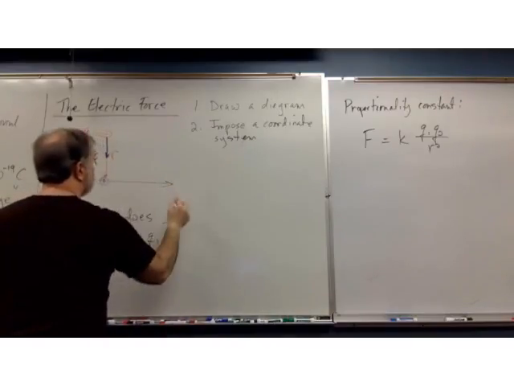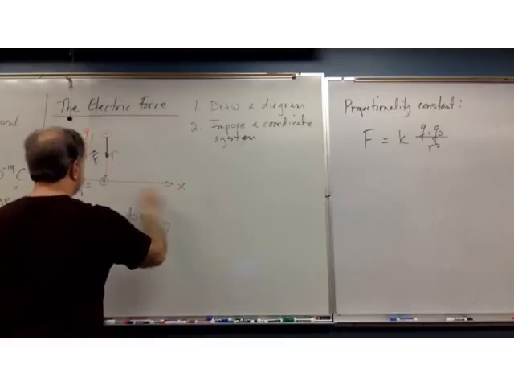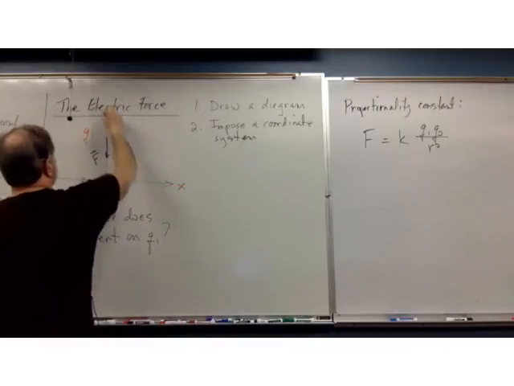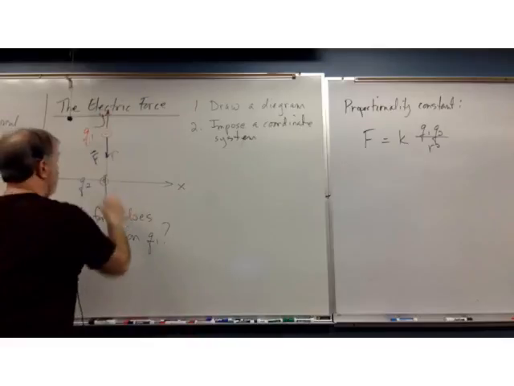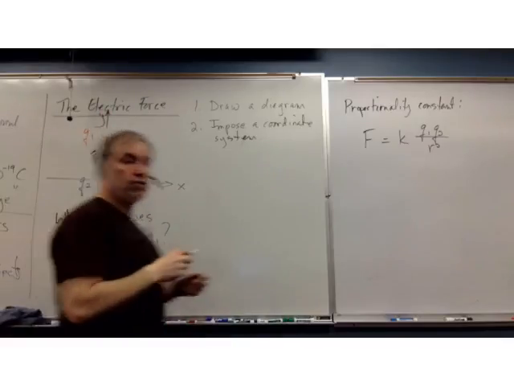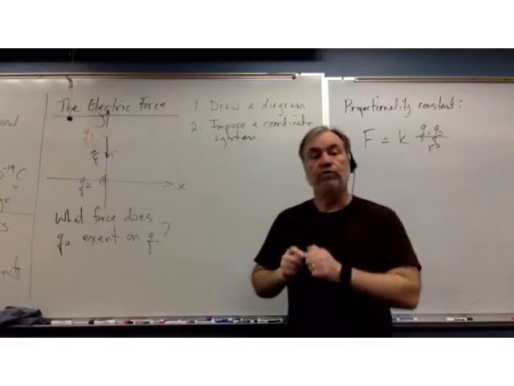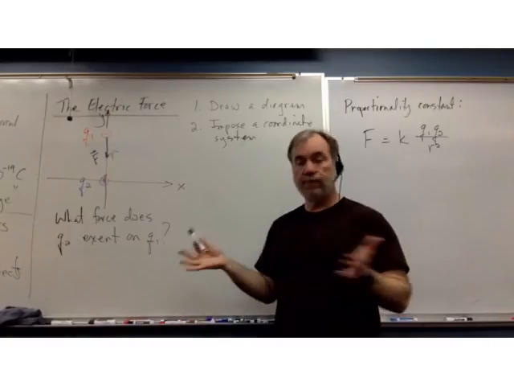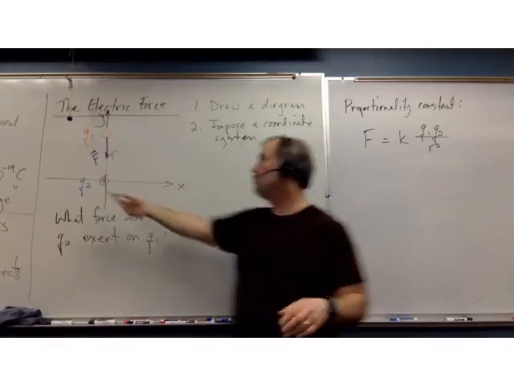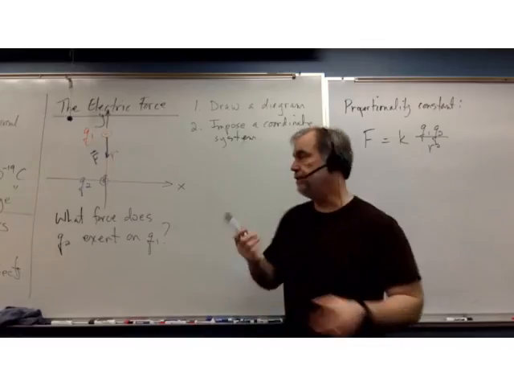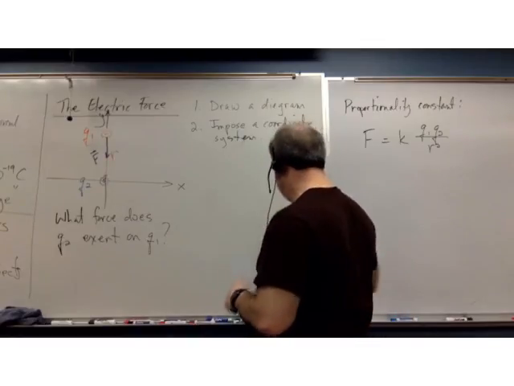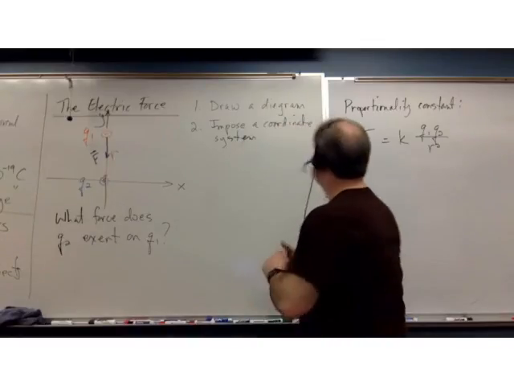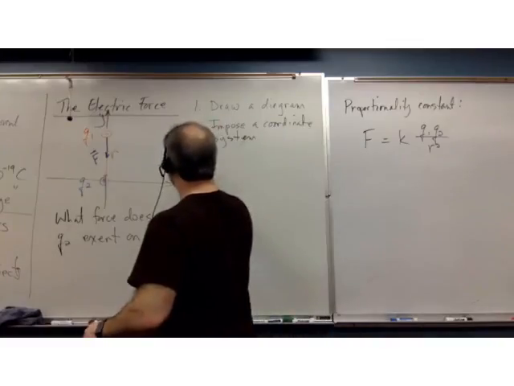I'll let this be the x-axis, and I'll let this be the y-axis, and we'll put the source charge at the origin, or more correctly, we'll put the origin at the location of the source charge. That's perfectly arbitrary. I could have put the origin where my test charge is. It hardly matters. But I had to do something. Okay. So there's our coordinate system, and now it's time to solve the problem.